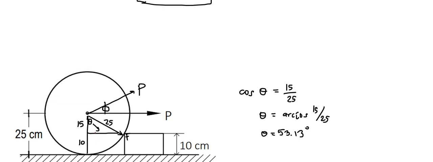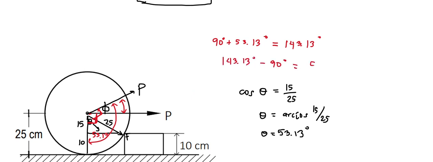So knowing that this angle here is equal to 53.13, and this angle here between P and F is 90 degrees, therefore, the total sum of this angle is equal to 90 plus 53.13 degrees, that is equal to 143.13 degrees. And to solve for the angle between force P and the horizontal, we subtract this overall angle with the 90-degree angle. So subtracting 143.13 degrees minus 90 degrees, we get 53.13 degrees. And that is the answer for the second problem.